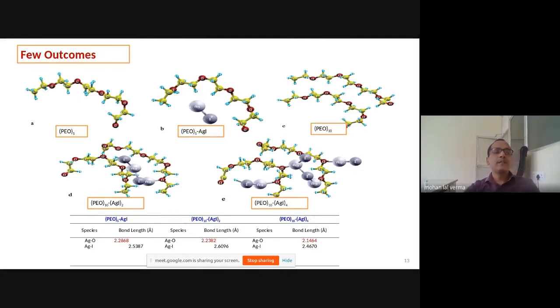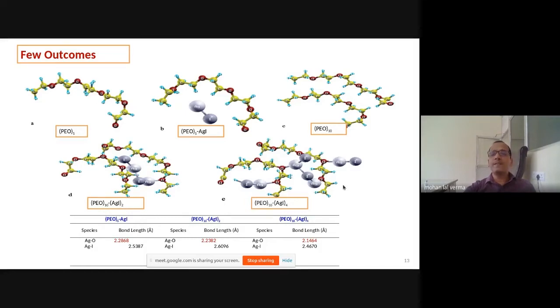So the first chain here is PEO5 with 5 oxygen, and in the second figure we dope this silver iodide molecule and optimize the system. And then we also try to increase the number of polymer chains, with two polymer chains, and this is the optimized structure, the relaxed form. This is represented as PEO10, and when in the first chain PEO5 we are doping 1 silver iodide salt, for the 2 parallel chains we are doping 2 AgI. That's why this is named PEO10 AgI2.